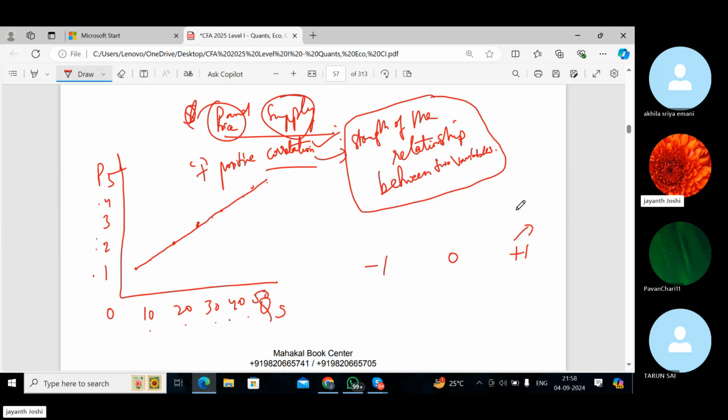+1 means perfect positive correlation. -1 means perfect negative correlation. 0 means zero correlation. This is the data in front of you. Fine. And here, perfect positive correlation means what?